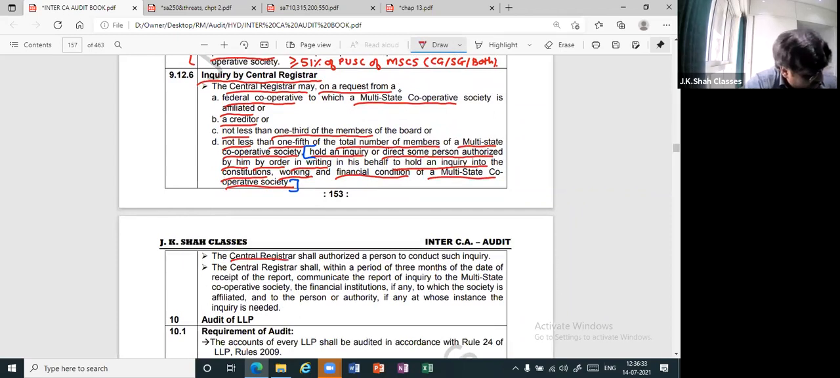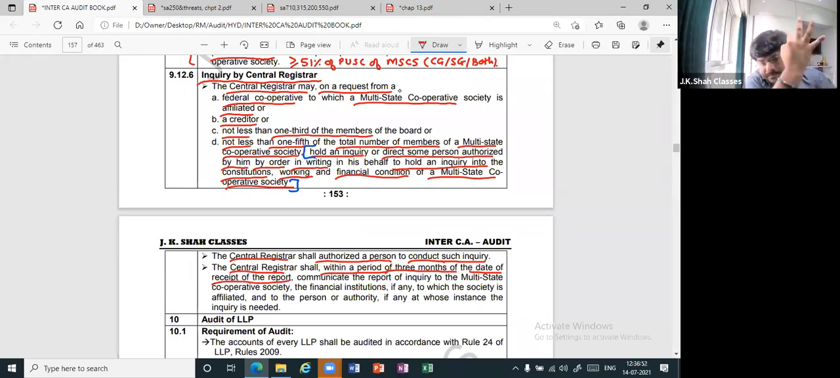Then the central registrar shall authorize a person to conduct such inquiry, which we saw in the first para also before this. Thereafter, the central registrar shall, within a period of 3 months from the date of receipt of the report, meaning the inquiry is done and the report is received, communicate the report of the inquiry to the MSCS, financial institutions, if any, to which the society is affiliated, and to the person or authority, if any, at whose instance the inquiry is needed.